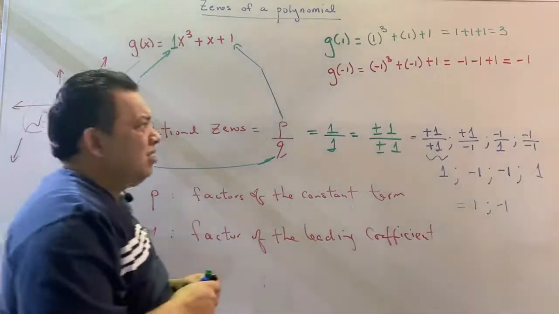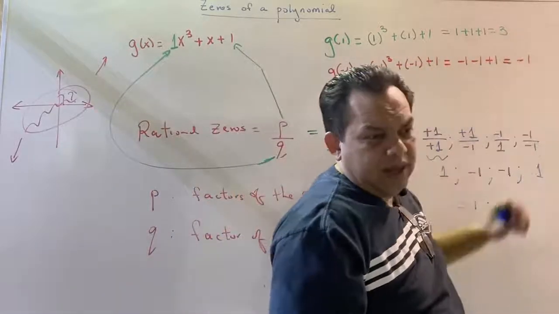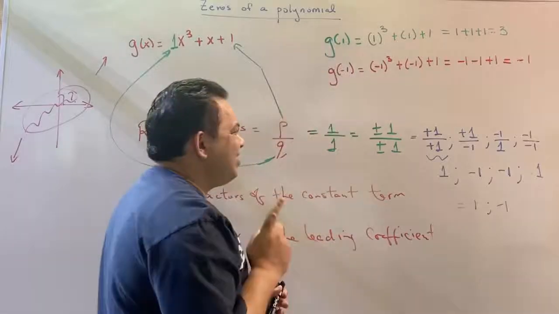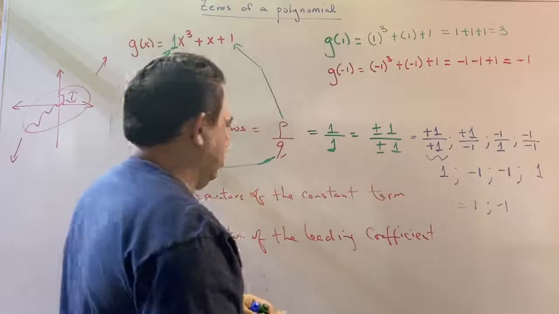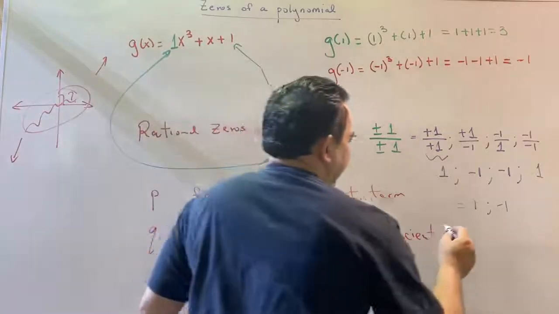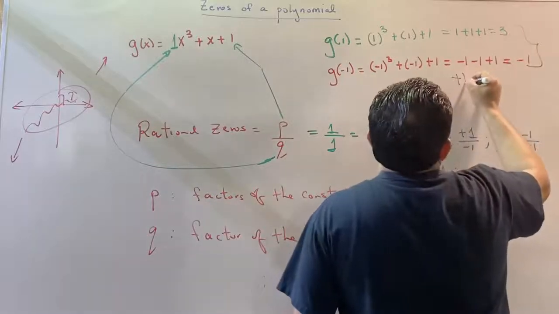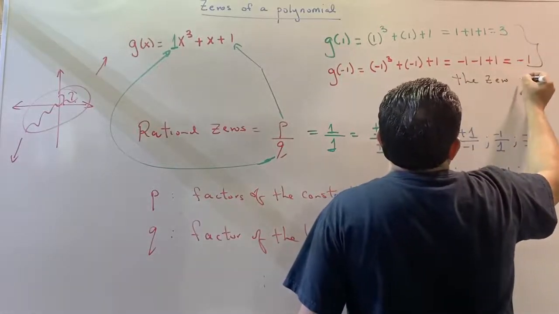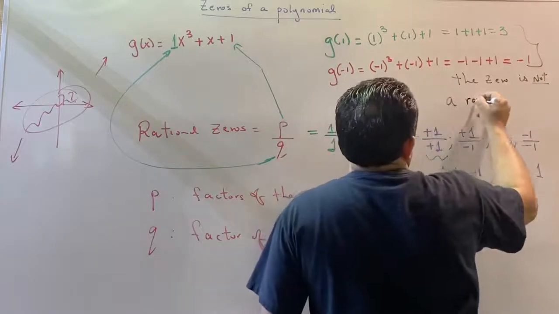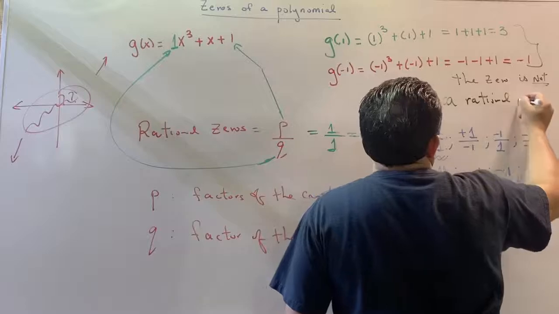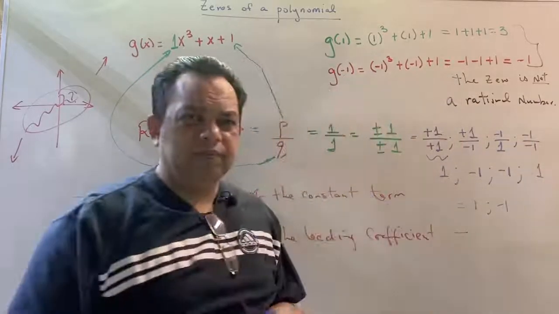Well, all that it tells me is that because I didn't get 0 for either one of them or both, it's telling me that the 0 is not a rational number. So my conclusion here, the 0, or from over here, we can say the 0 is not a rational number. Okay?